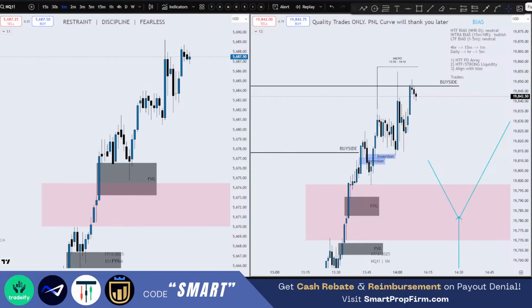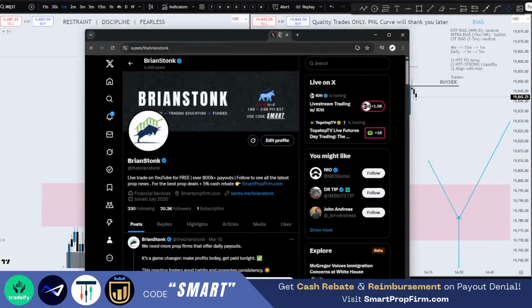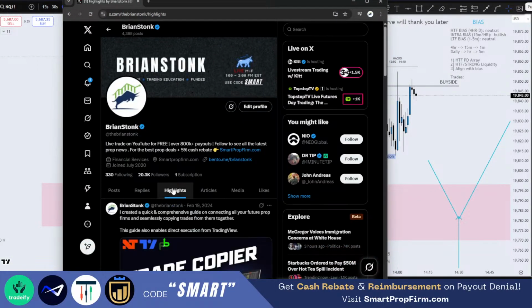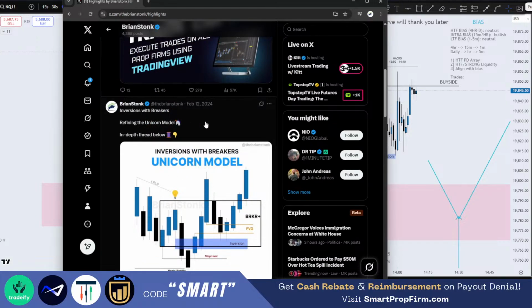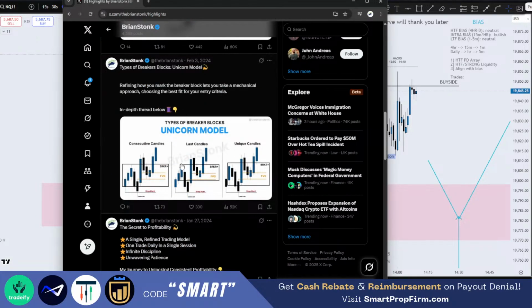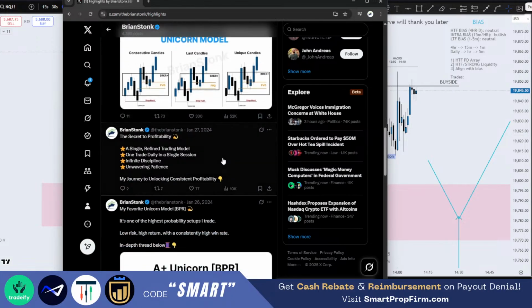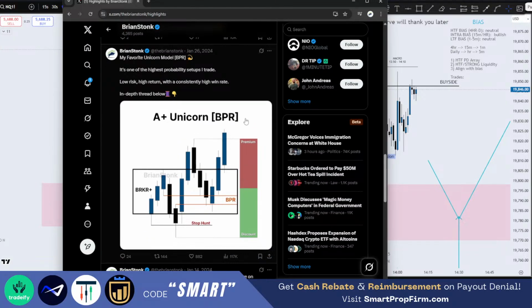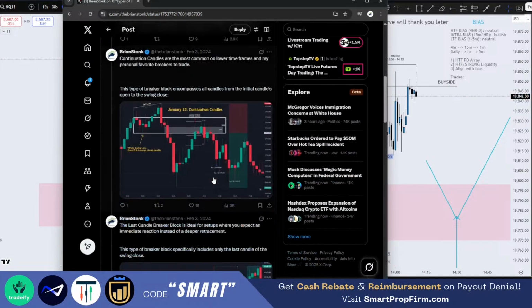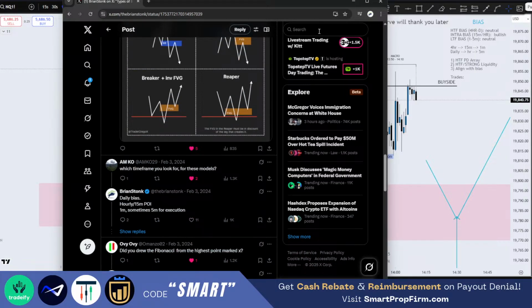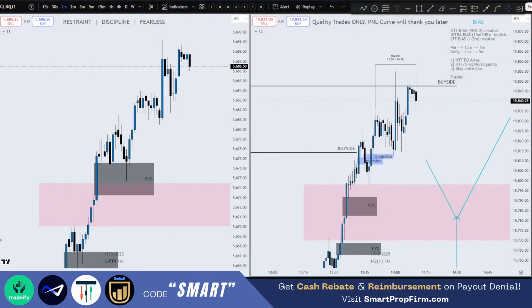If you want to know more about breakers, trust me, just go on my Twitter and go to highlights. You'll see the first template, the unicorn model, which is inversion with breakers. You'll see types of breakers, me outlining how I draw them and what type of breakers: consecutive candles, last candle, unique candles. It's me refining it in a better approach in the unicorn BPR. These are the three very in-depth ones. You'll see a lot of examples, which would tremendously help you here. I would look at that.